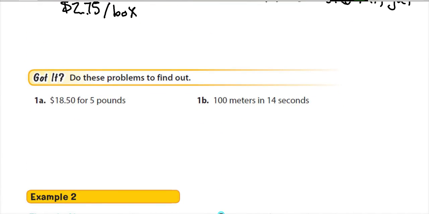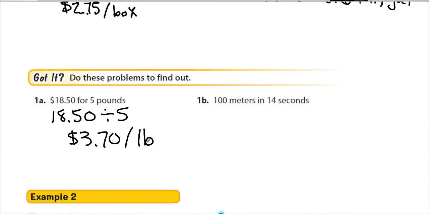And let's take a look. Okay, so 1A is $18.50 for 5 pounds of something. They didn't tell us what. Okay, so that means $18.50 divided by 5. So that's going to come out to $3.70 per pound, which is LB.